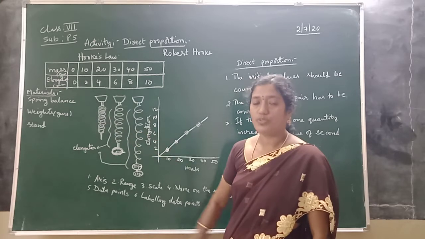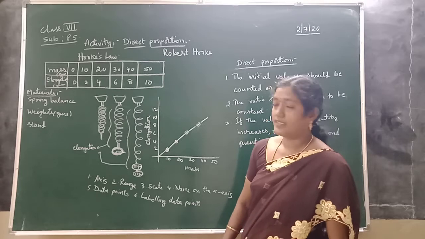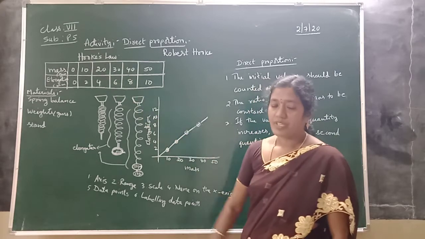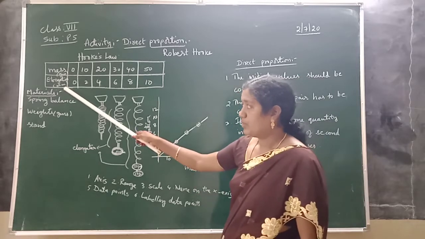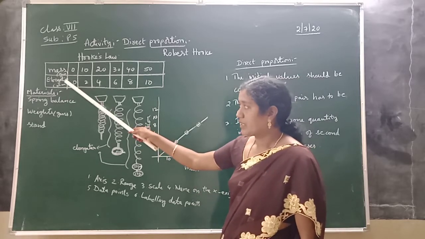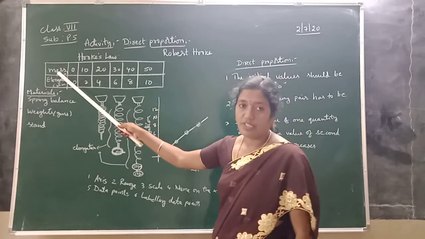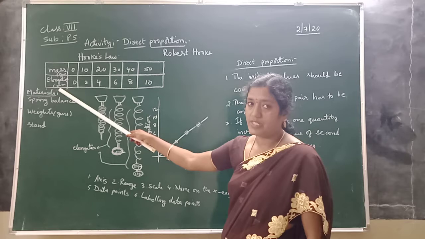Now how to do this activity? Now we will see. So this activity is named by the scientist Hooke. So this is known as Hooke's law. For the first time he framed. Now you see here there is a table. In the first column we have written mass and in the second column elongation.